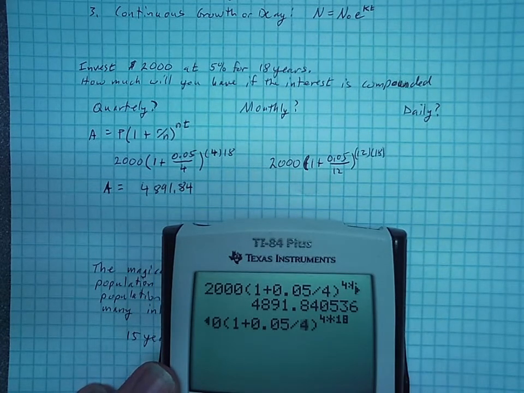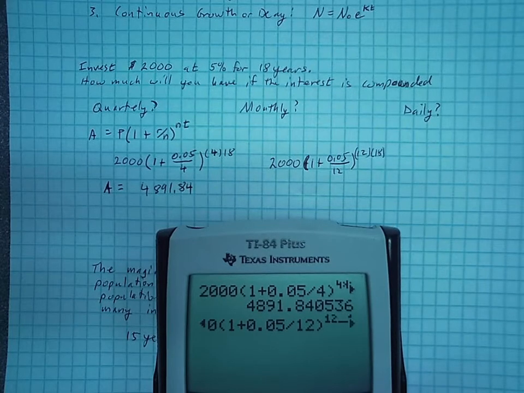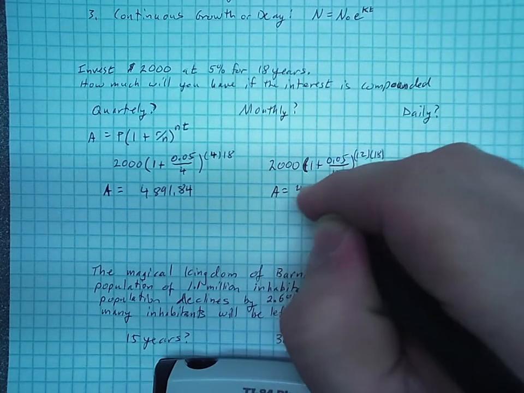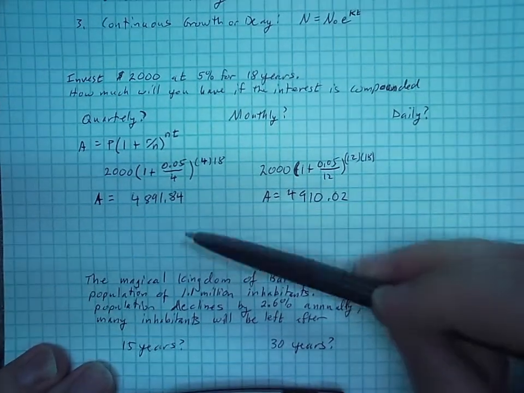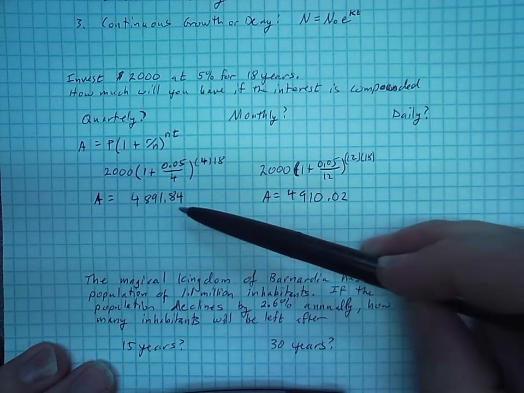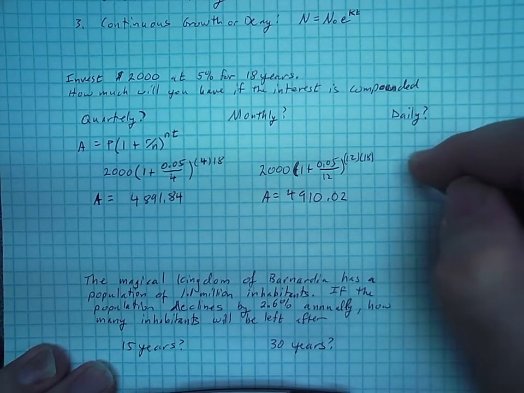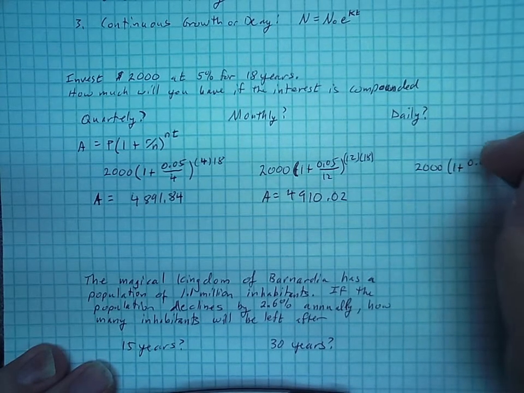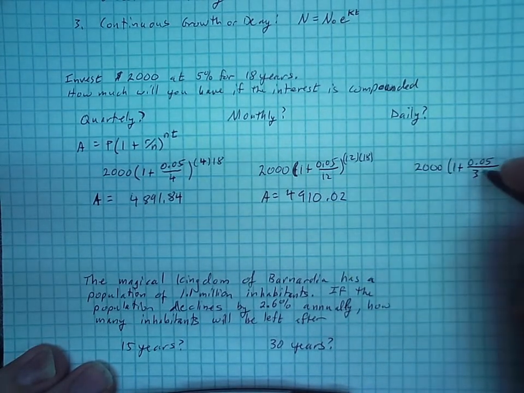So if I come in here, I change this 4 to a 12, and I change this 4 to a 12, I will get a little bit more money, $4,910.02. Notice the money's gone up a little bit, although the amount of increase there, what, 20 bucks, a little less, is hardly compelling. If I do interest compounded daily, I'll make even more money, although the amount of the increase will actually be even less, I suspect.